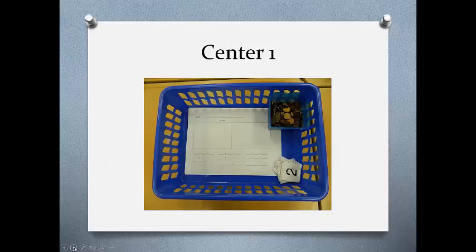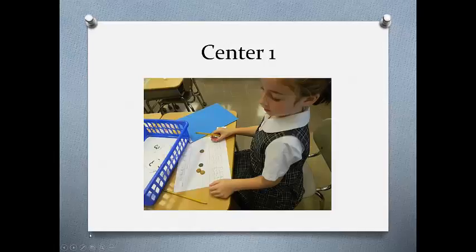Center 1 is a part whole map. They choose a card from the deck and the corresponding amount of pennies to put on their mat, and they write a fact family for each. You can see here our student chose the number 3 and the number 1, and put the pennies on the mat, and wrote her fact family.